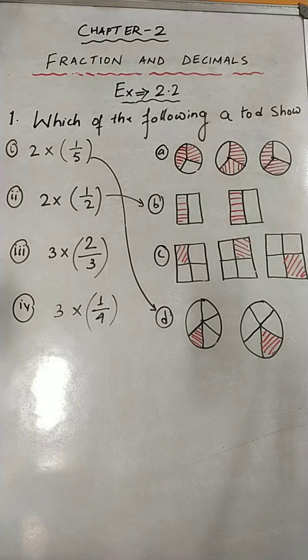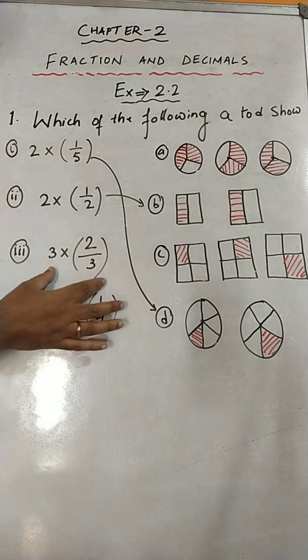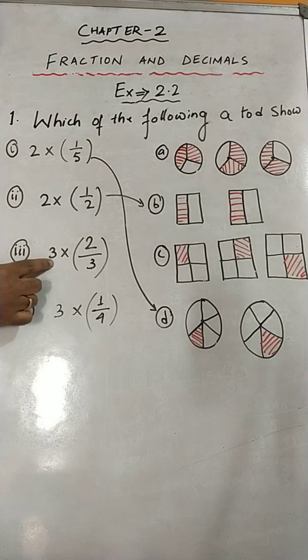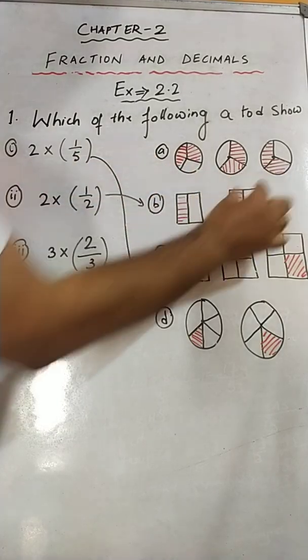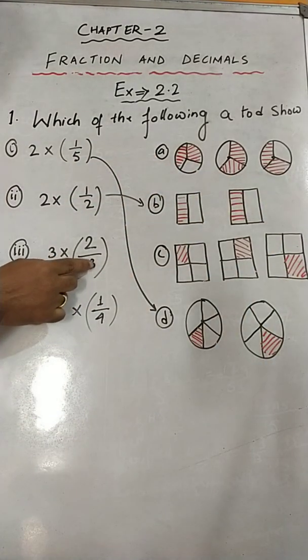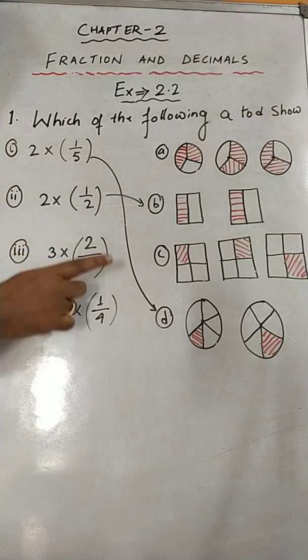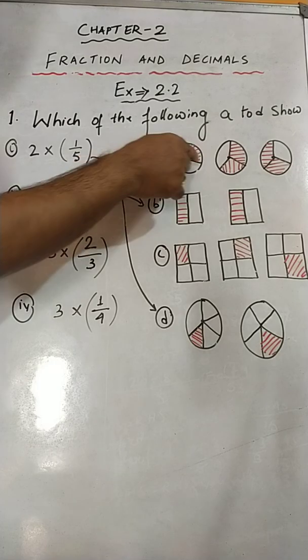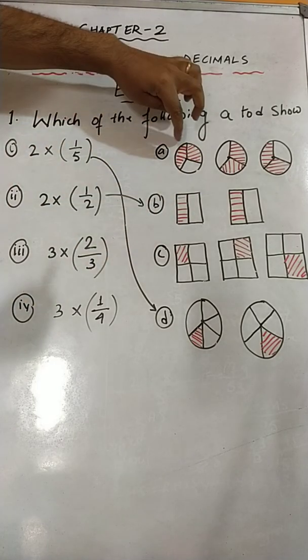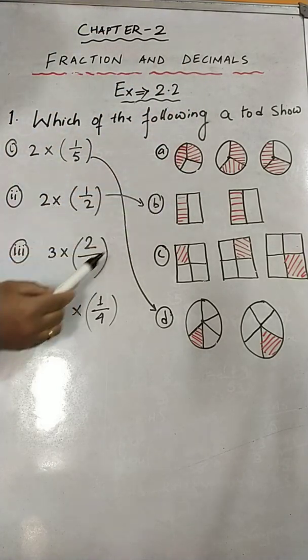Now, let's move on to sum number 3. Now, in sum number 3, we have 3 into 2 by 3. What does this mean? It means that 3 represents the addition of 3 figures. So, we have only 2 options now, A and C, in which we have 3 figures. Now, each figure is divided into 3 parts. So, in this figure, the entire part is divided into how many figures? 1, 2, 3. So it is matching, isn't it?